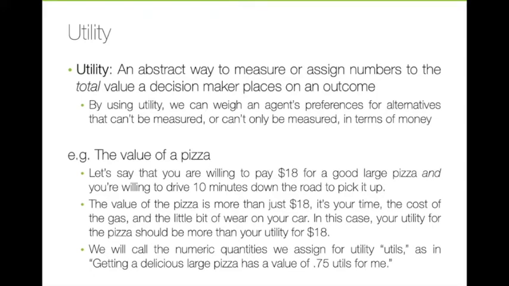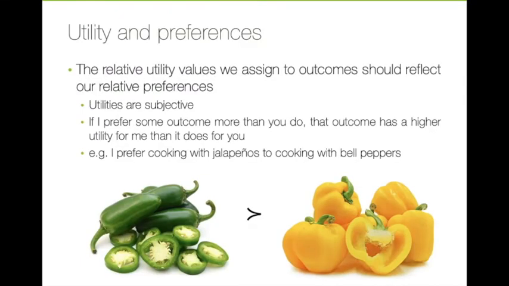And what matters most when we assign these numbers is that we show what outcomes we prefer more than others, as well as how much more we prefer them. The relative utility values we assign to outcomes should reflect our relative preferences.